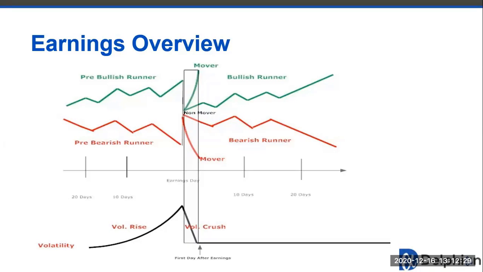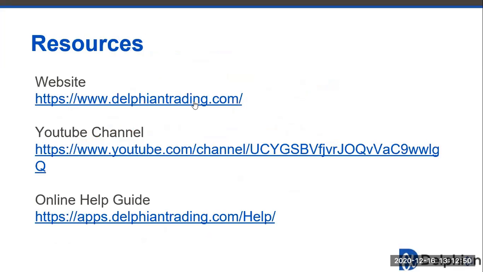And the last ones are the runners. That's after the announcement. Do these things take off after the announcement normally, or do they tank afterwards? We have screenings for all those, and we can test them over the last 10 earnings cycles. So that's the basic overview, and we'll go into detail on each one of these.